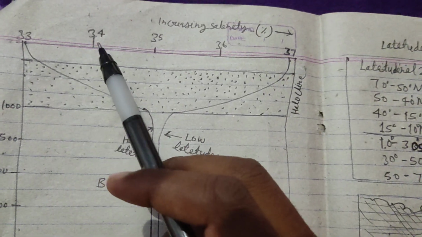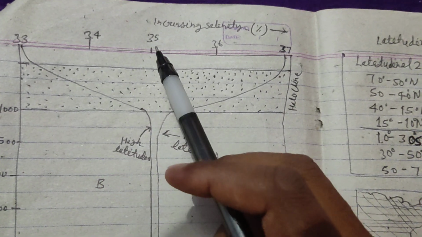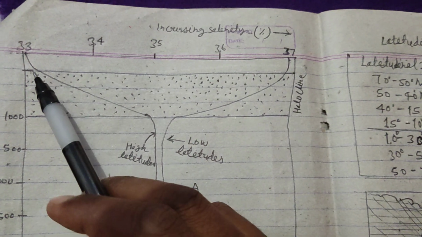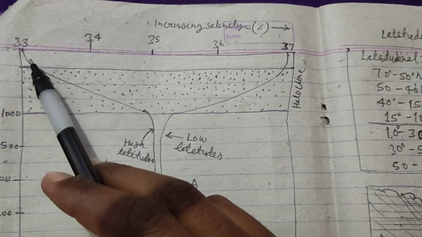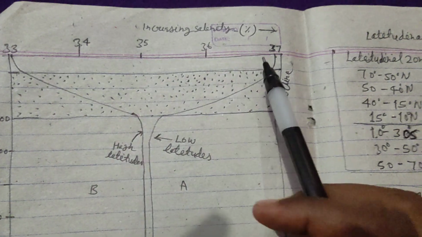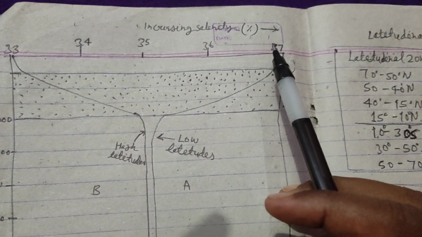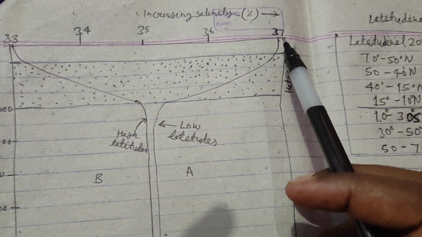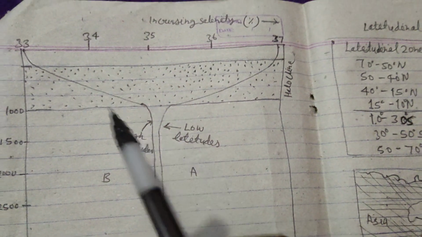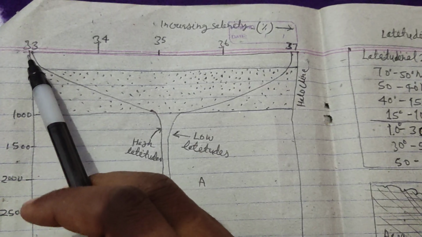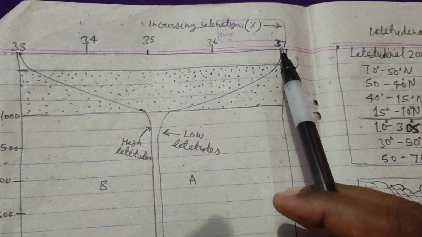33, 34, 35, 36, 37. 33 is the high latitude, meaning the polar area where the salinity is very low, and 37 is in the tropical area where the salinity is very high. There is a 4 gram difference between the polar area and the tropical area.